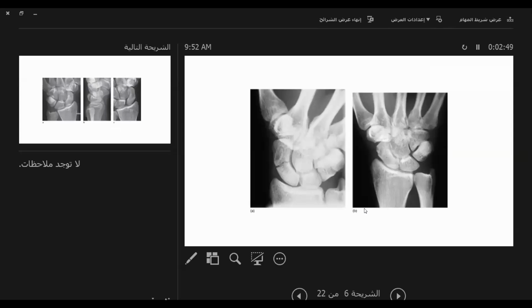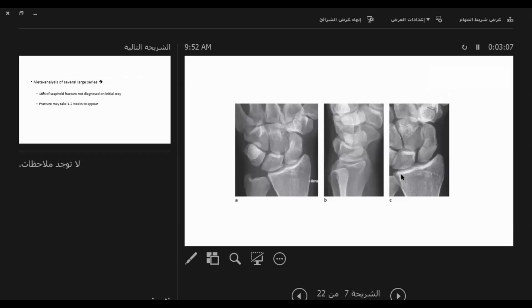The ulnar deviation view is really very important. If you see here on the right side, this X-ray does not show the fracture, but when you do the ulnar deviation view, PA with ulnar deviation, the fracture is much more clear than you can see in the standard PA view of the wrist joint. And also here, the fracture is not that clear, but with the ulnar deviation it is also much more clear.